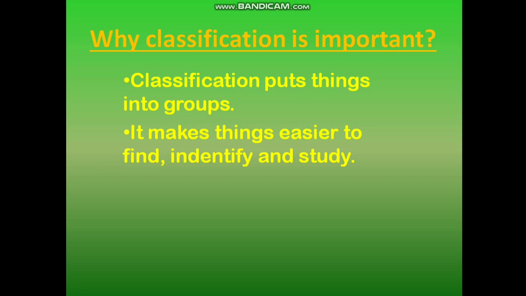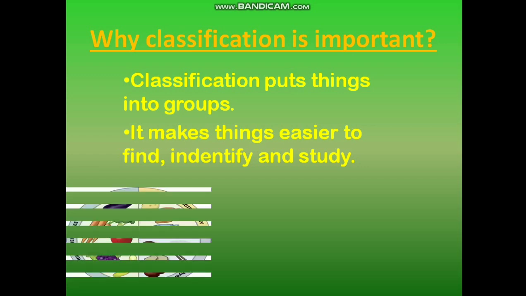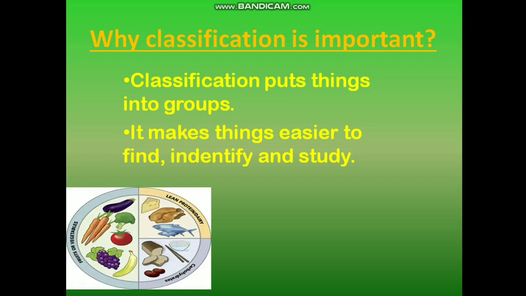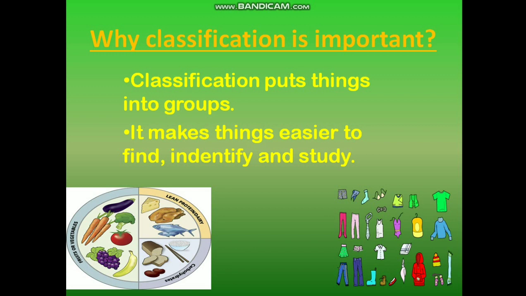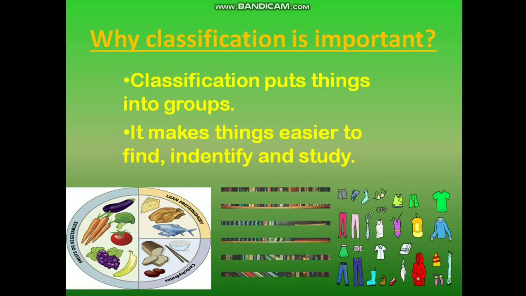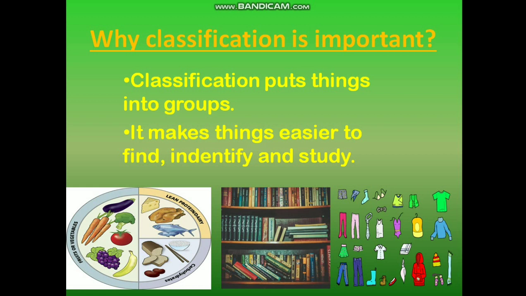Classification happens everywhere, be it at home or school. For instance, we classify the food that we eat. We classify the clothes that we wear. We also see books are classified in different types in a library.